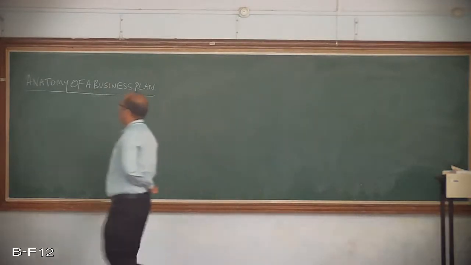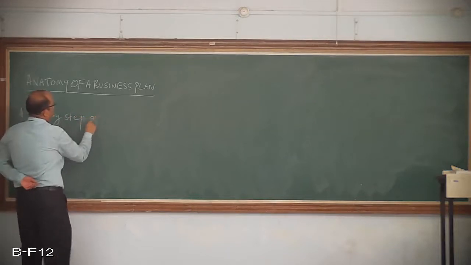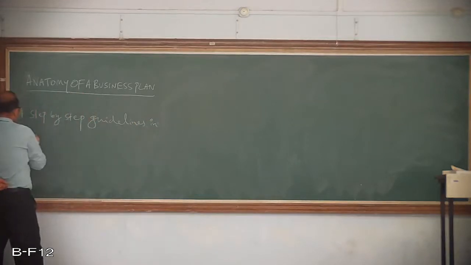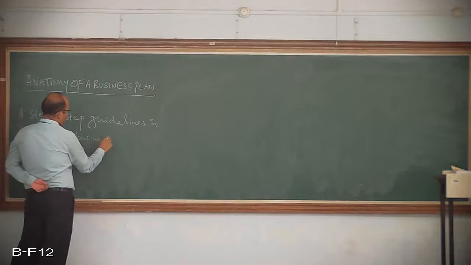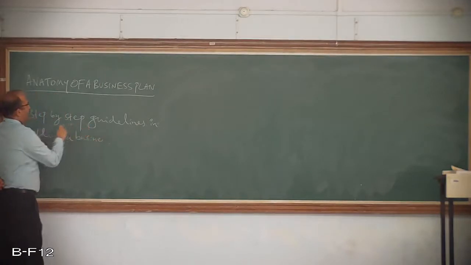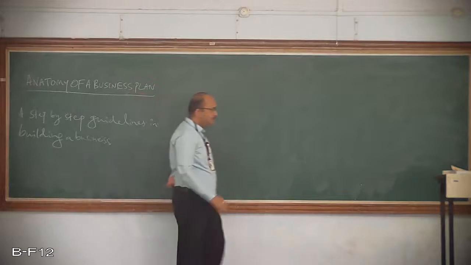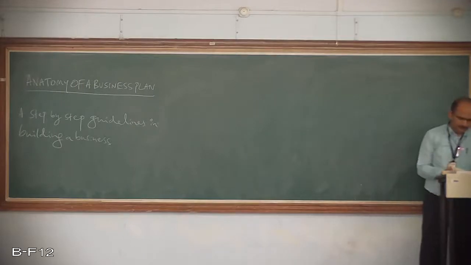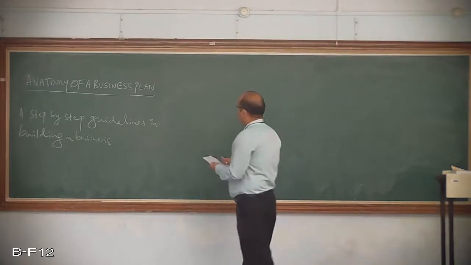So I'll write it. A step-by-step guidelines in building a business. So we are dealing with the business plan, that is why. A step-by-step guidelines in building a business is the anatomy of a business plan, or the steps in a business plan itself. So we'll go with this diagram first, then I will discuss the anatomy, the steps, in detail.